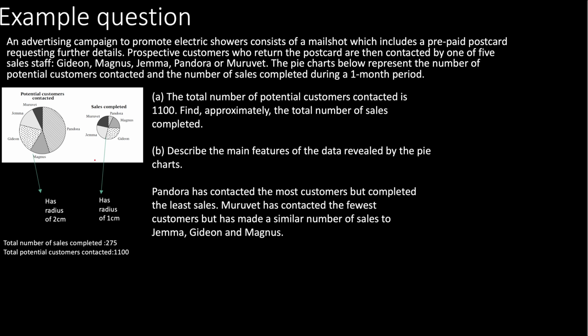Okay, here is my solution. Pandora has contacted most of the customers but completed the least sales. Murvet has contacted the fewest customers but has made a similar number of sales as Gemma, Gideon, and Magnus.